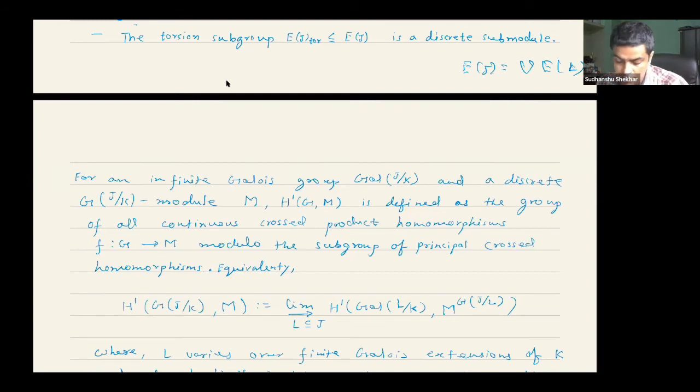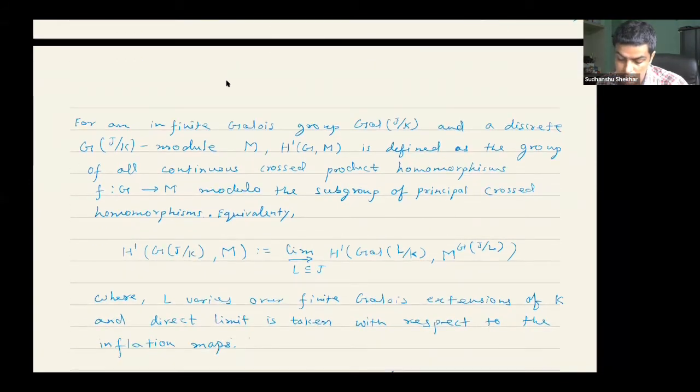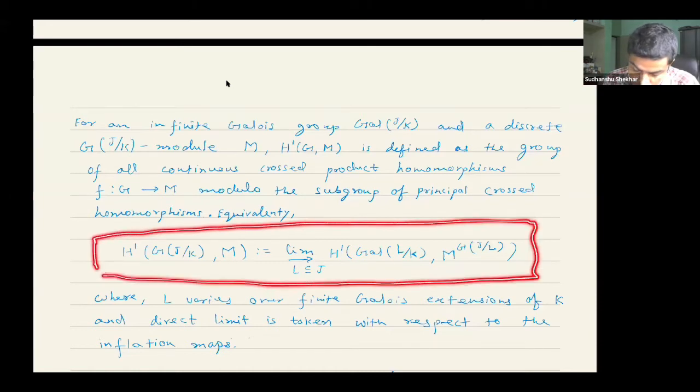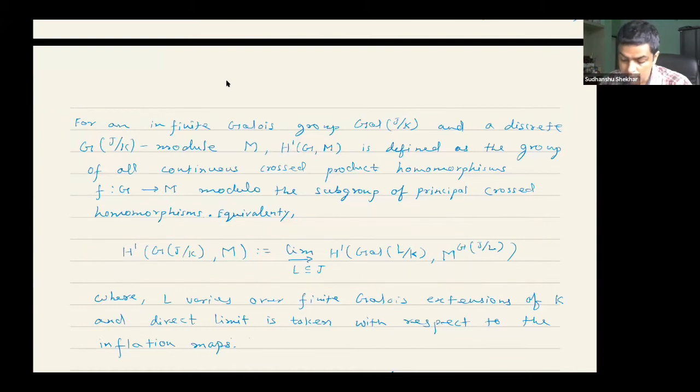Go modulo principal cross homomorphisms. Another equivalent way to define cohomology, group cohomology over such groups, profinite groups, is by taking this direct limit under the inflation map.